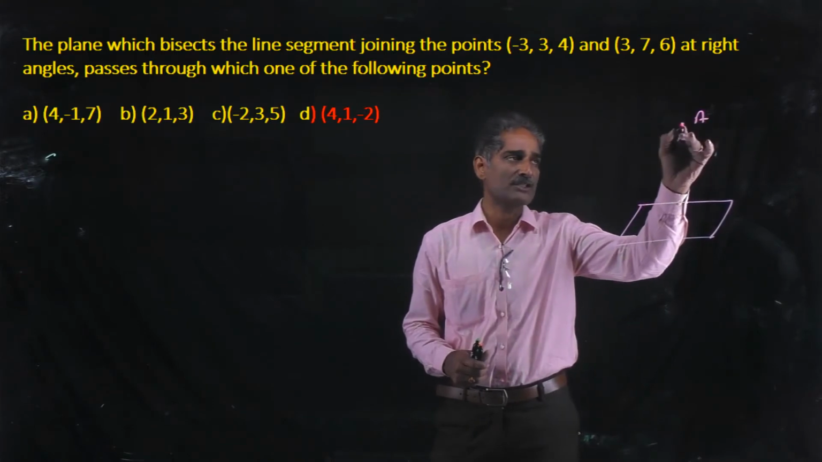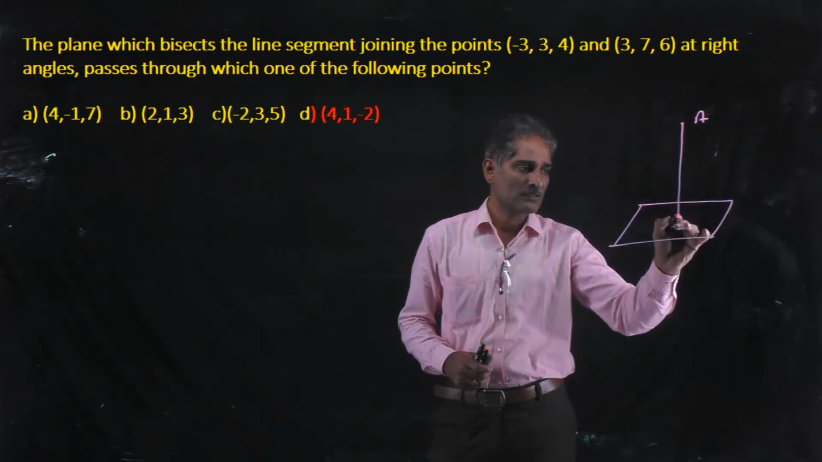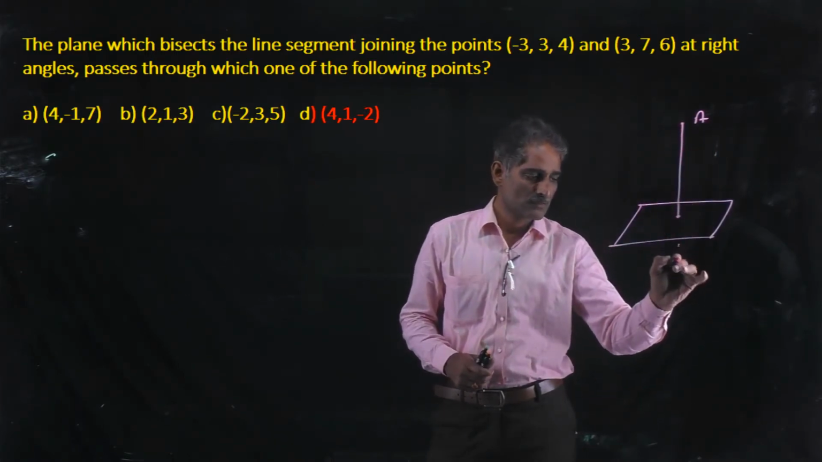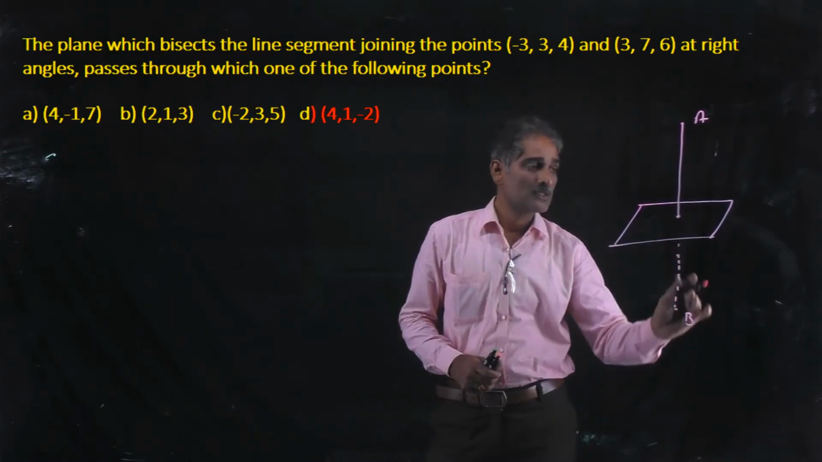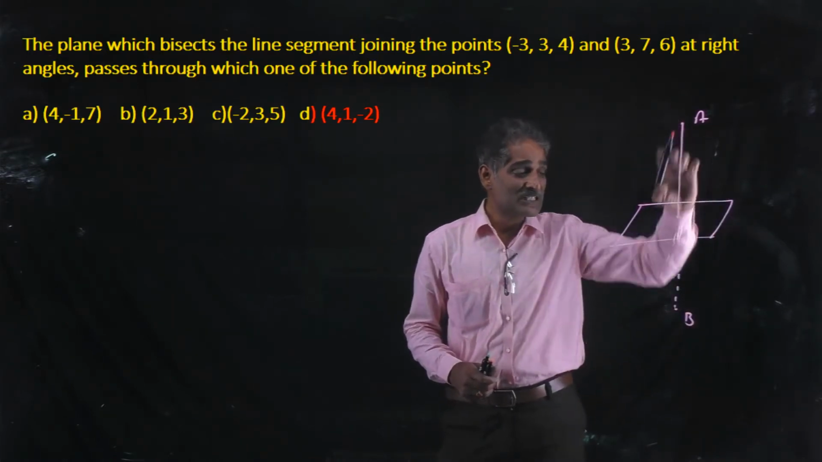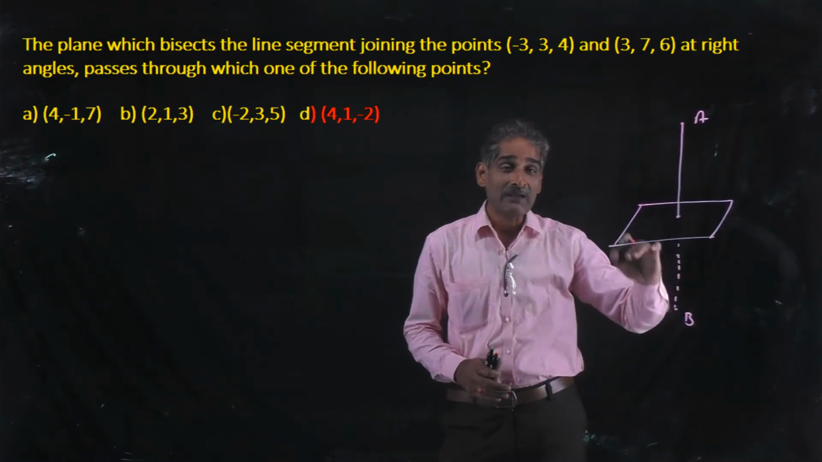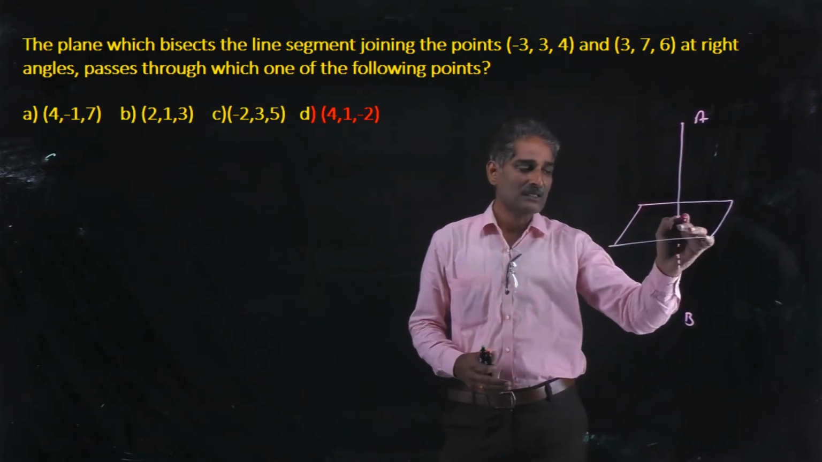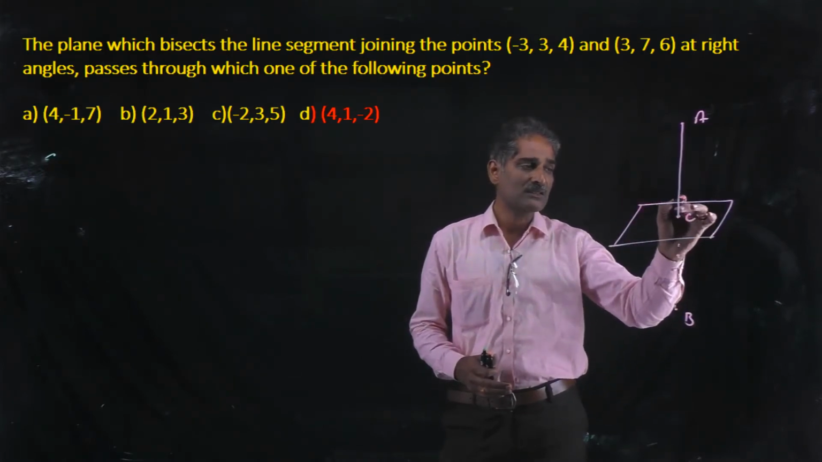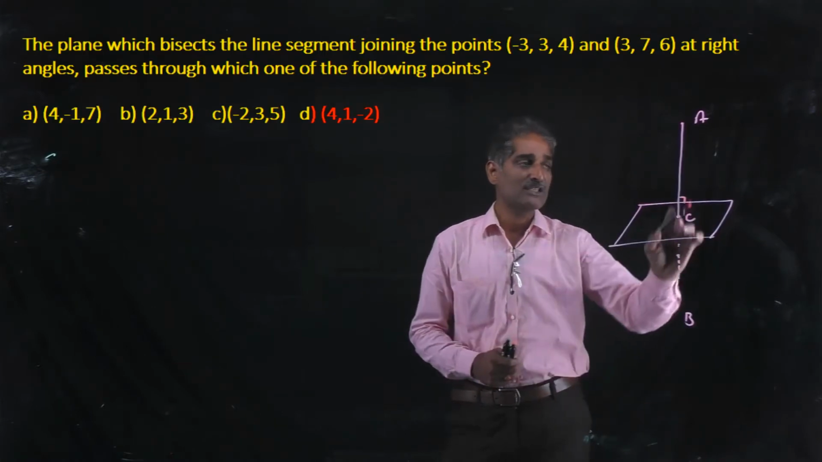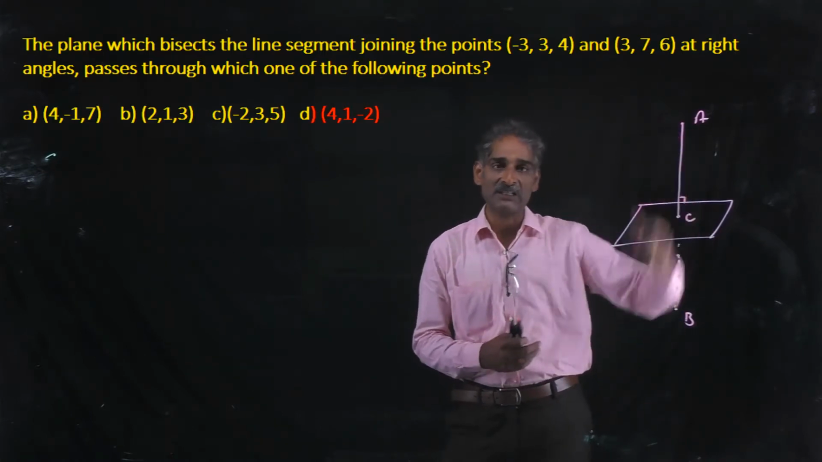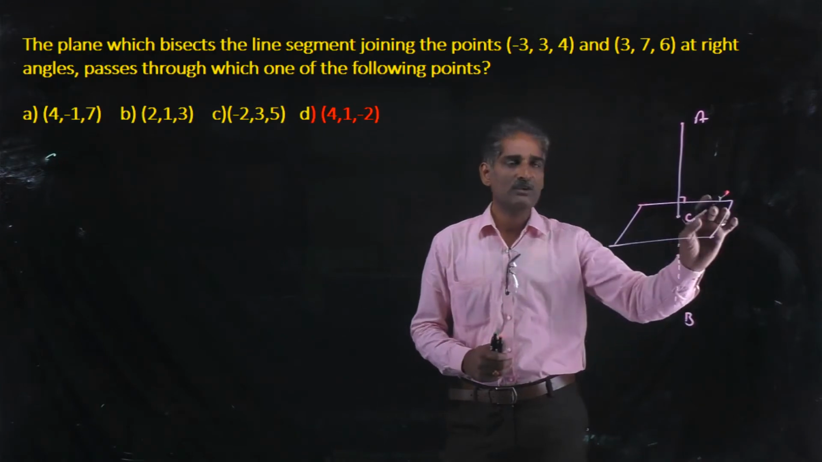Let us take this is the point A. The plane bisects the line segment joining A and B perpendicularly. Let us take the contact point C. This is perpendicular to AB. C is the midpoint of AB because the plane is bisecting AB. So we have to find out the equation of this plane.